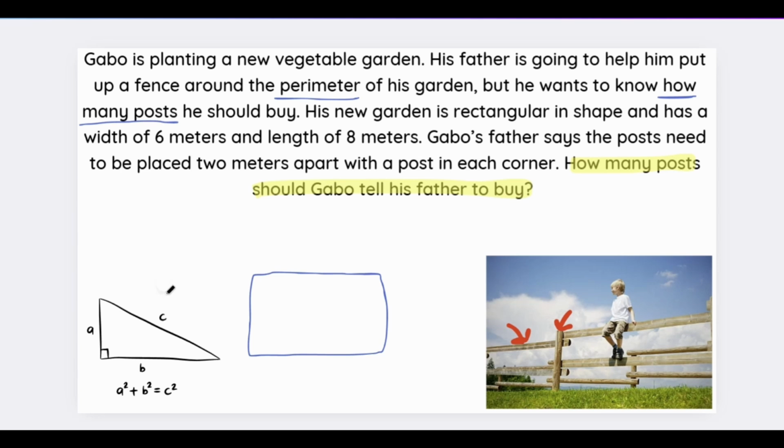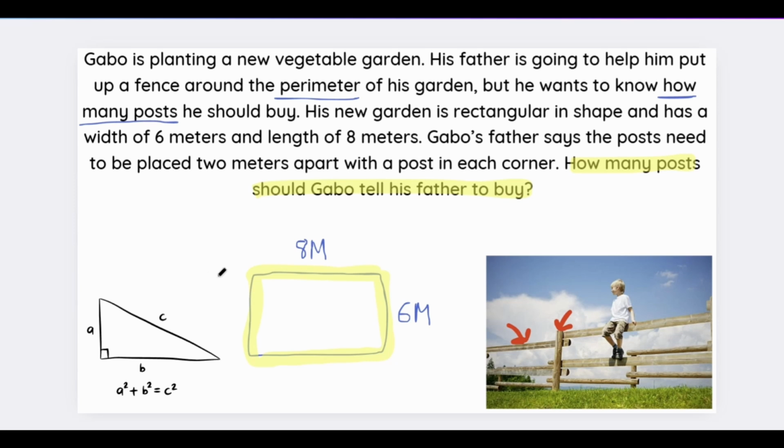It's rectangular in shape, and the dad is going to put the fence around the perimeter, around the outside of the garden. The garden has a width of 6 meters and a length of 8 meters. Gabo's father says the posts need to be placed 2 meters apart with a post in each corner.